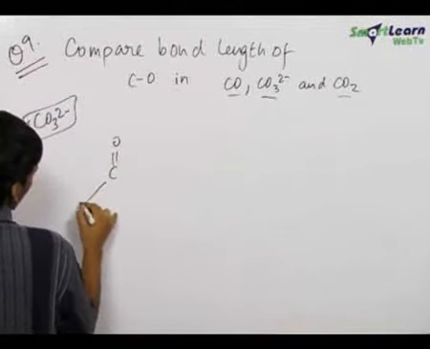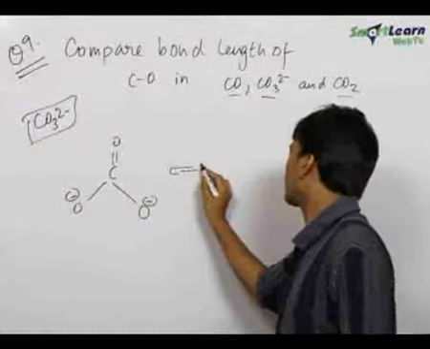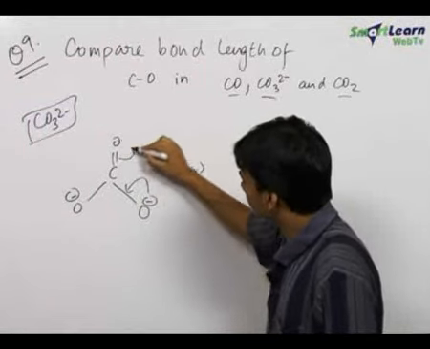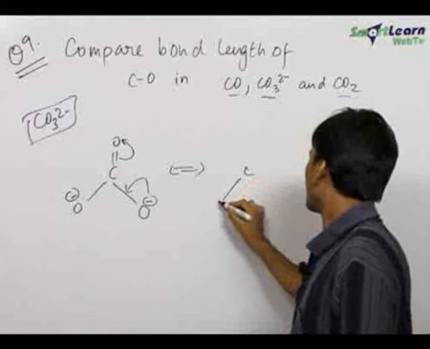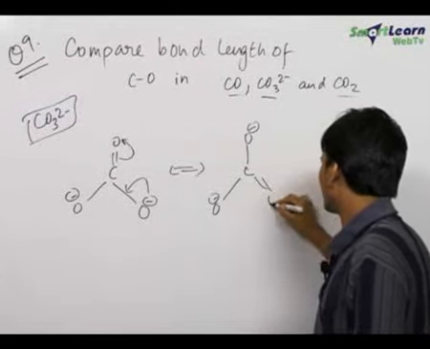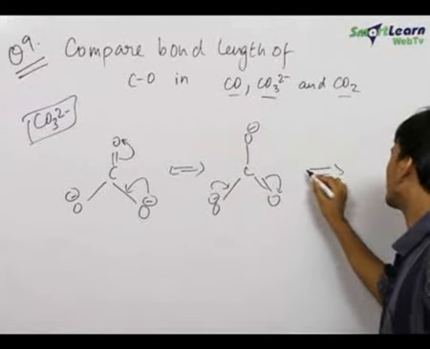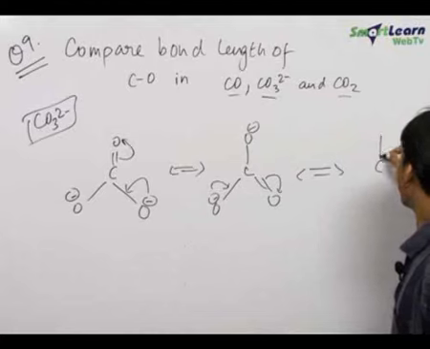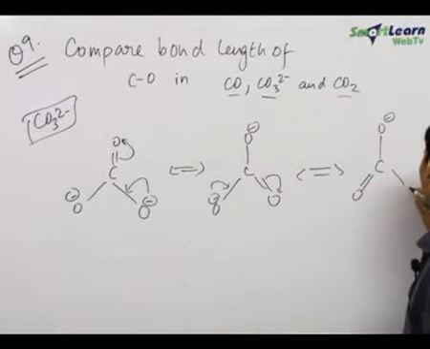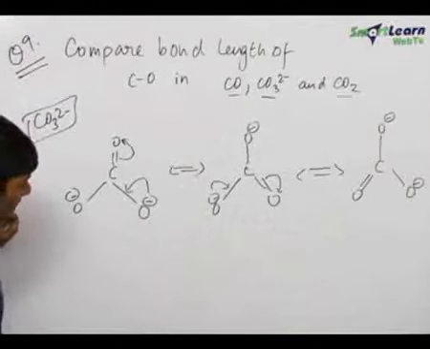While drawing the structure of CO3 2-, we get the structure like this. Now we know that this molecule resonates. Therefore, on drawing its resonating structure, we get this. Again you can draw a resonating structure to get another. Now these three are the three resonating structures possible for this molecule.